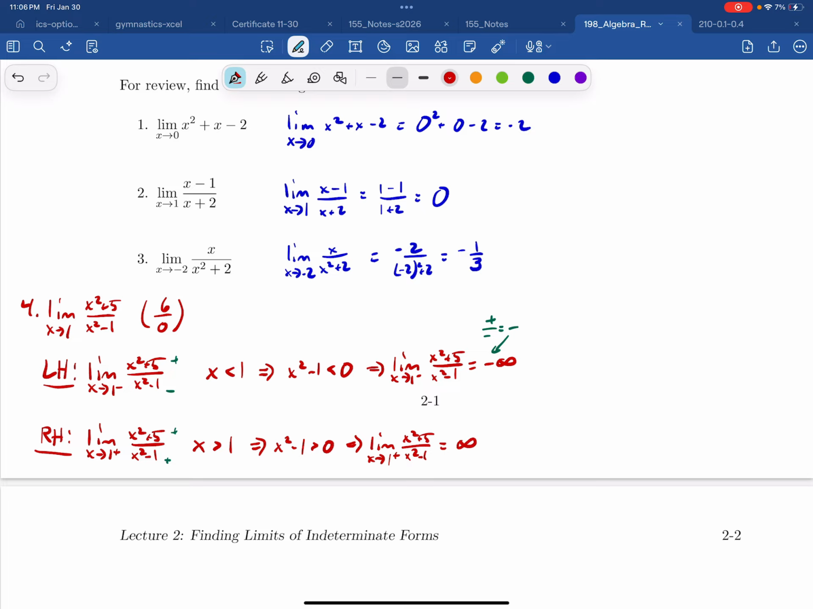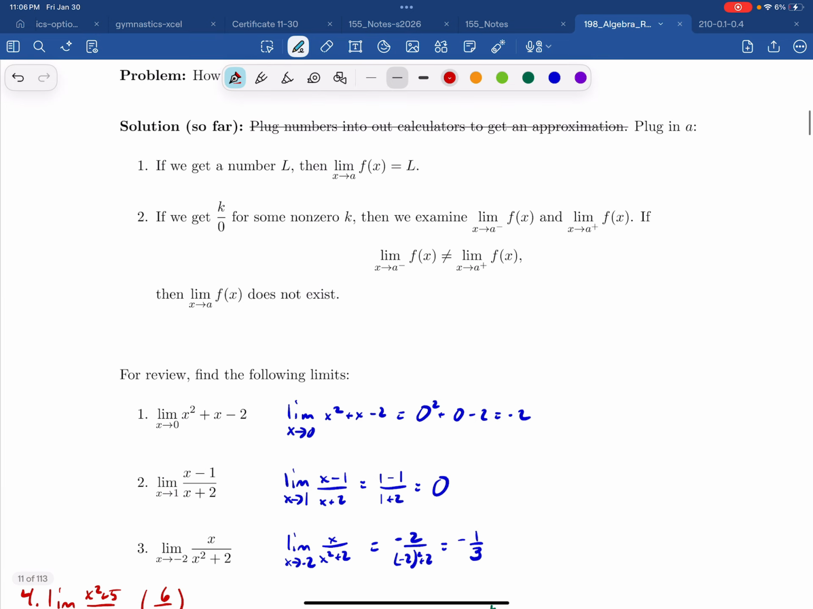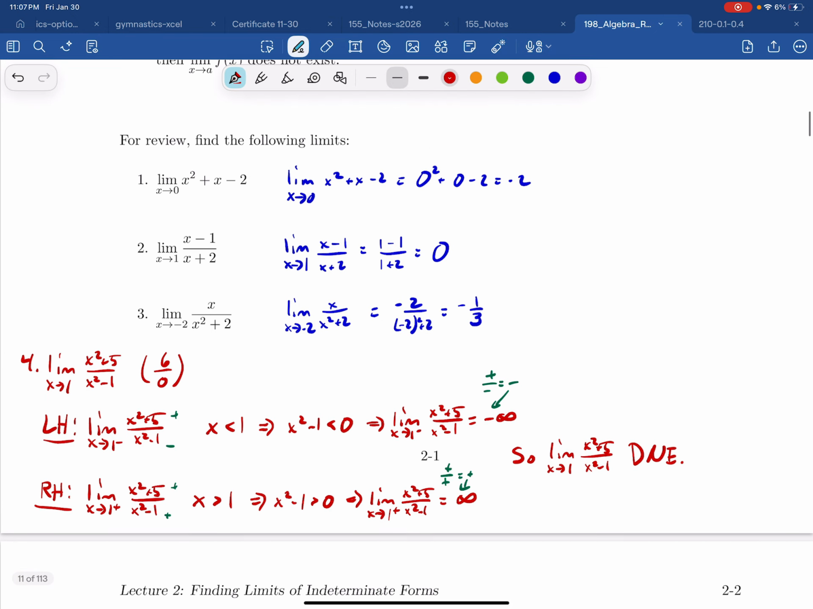Sometimes math teachers prefer you to write positive infinity. I don't really care. So hold on a second. The left-hand limit was negative infinity. The right-hand limit was positive infinity. And again, we got that positive infinity because positive over positive equals positive. So the double-sided limit does not exist. Okay. Whenever you get a non-zero number over 0, your limit will not exist. But you can't just say it doesn't exist. You have to look at the left and right-hand components.